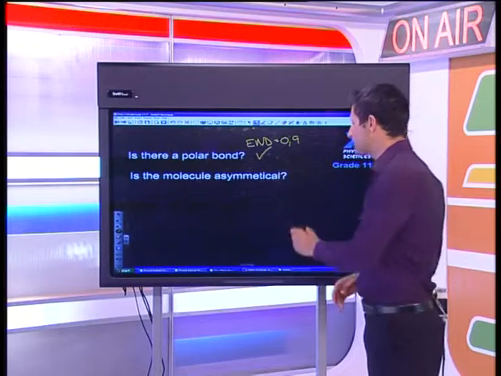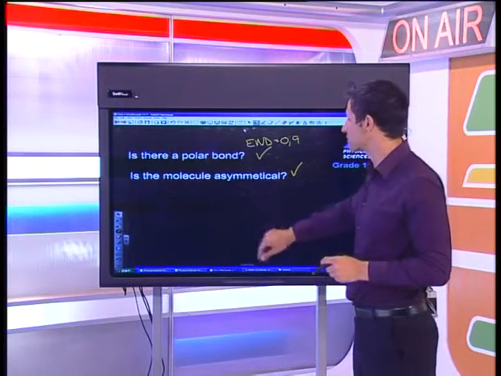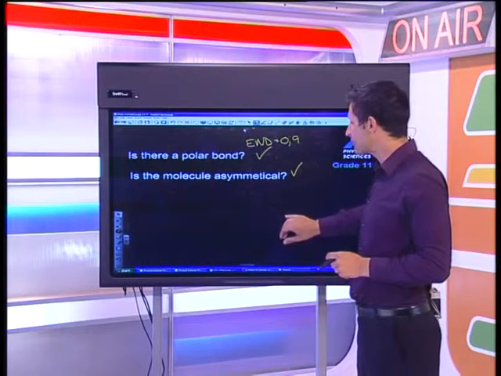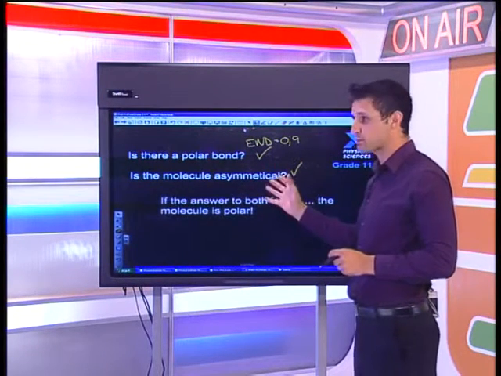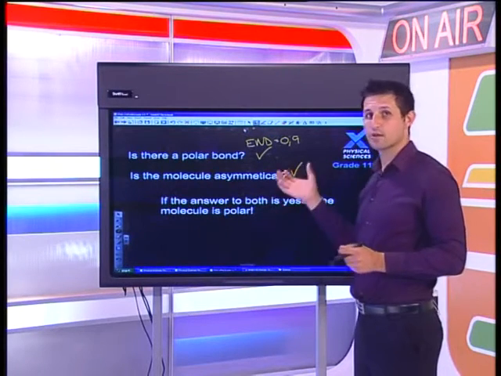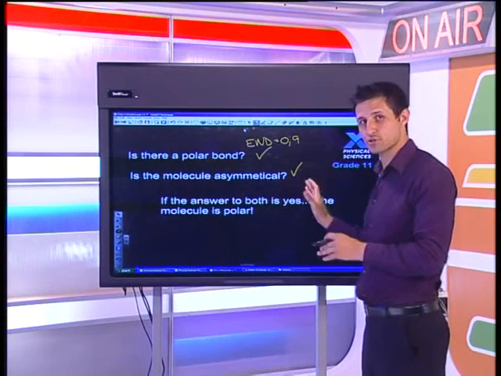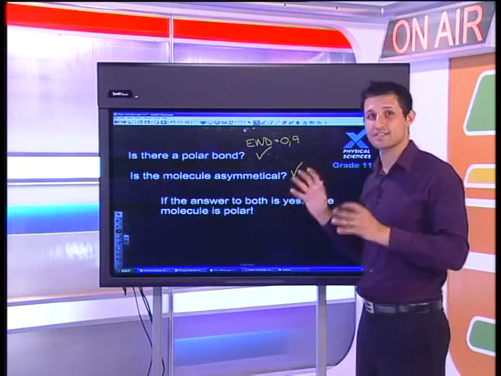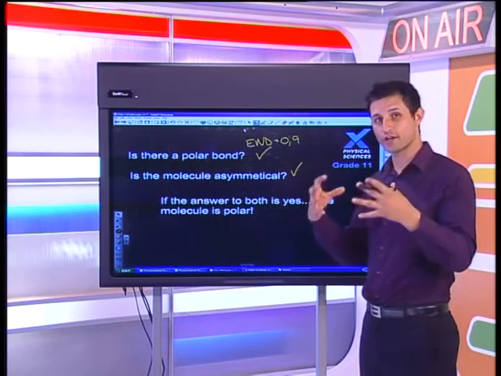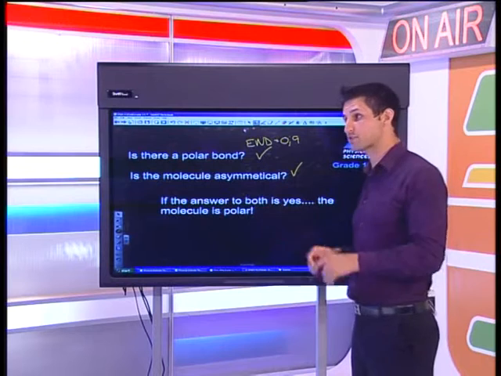It is definitely asymmetrical. So if I answer yes to both of these questions, this means that I've now figured out that my bond is going to be polar, and if the molecule is unbalanced, that means that I've got a molecular polarity going on. I need a polar bond, I need it to be asymmetrical, and if the answer to both of these is yes, that means that my whole molecule is a dipole. That means that I've got a polar molecule. I hope that answers Bryce's question.